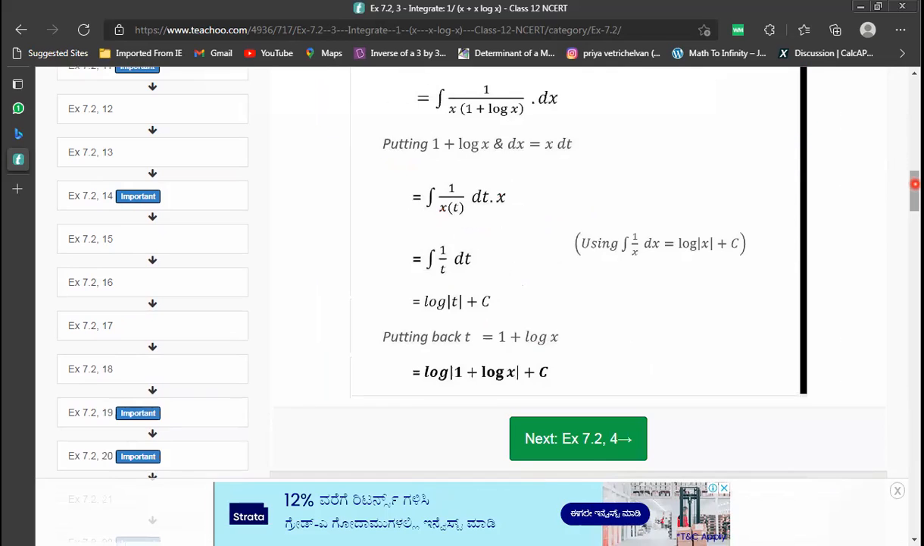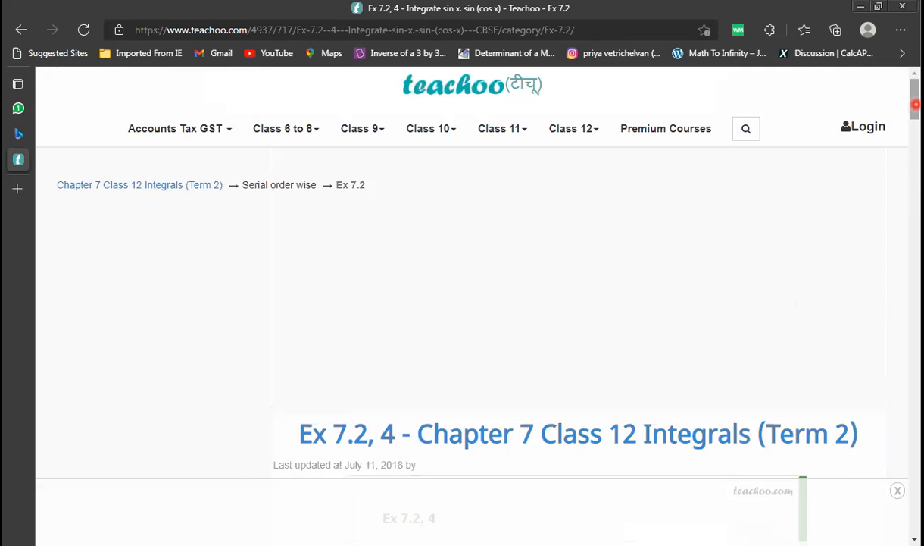Again, you have to put back the t as 1 plus log x. So it's log of 1 plus log x plus c. That's it.